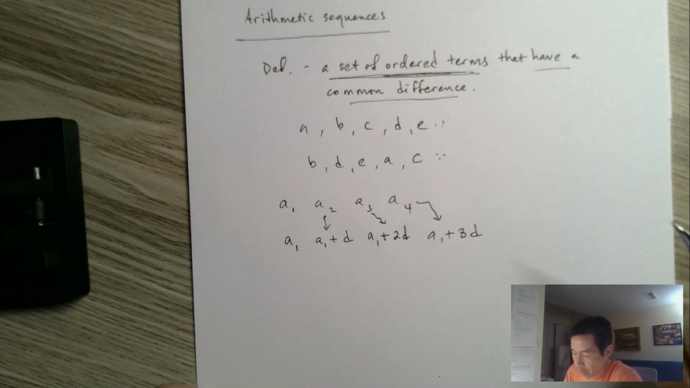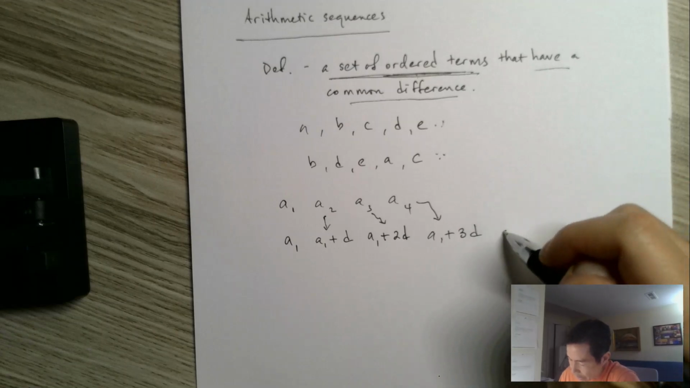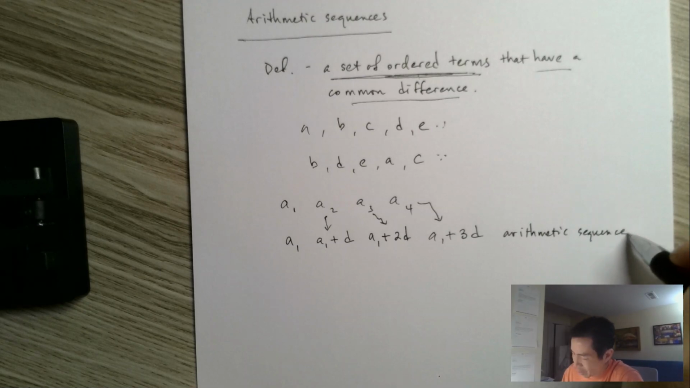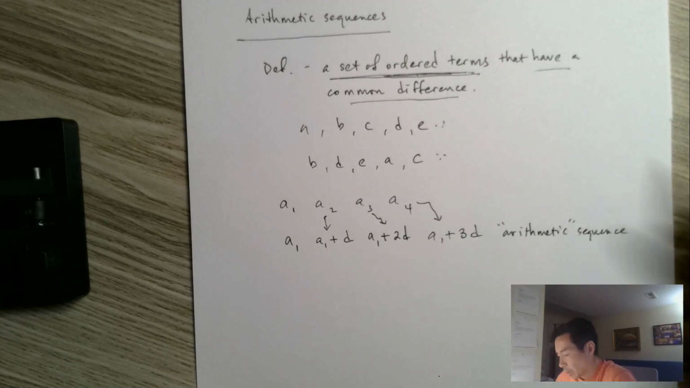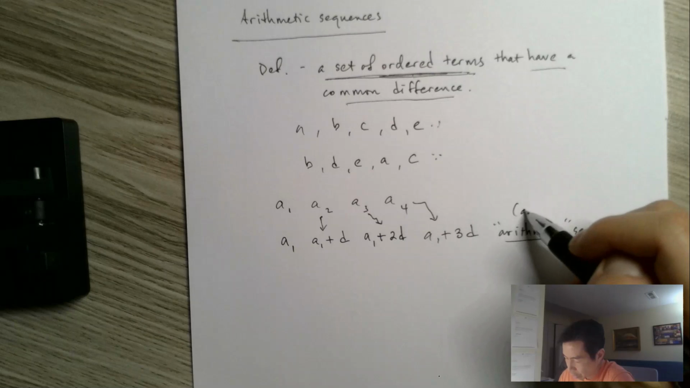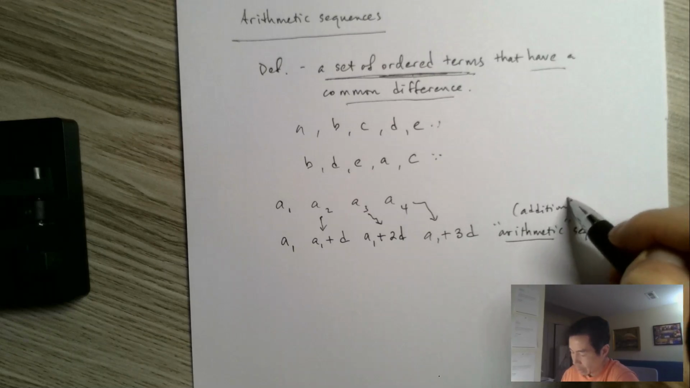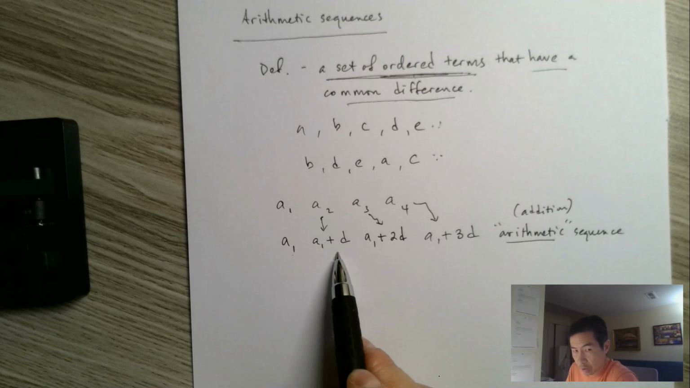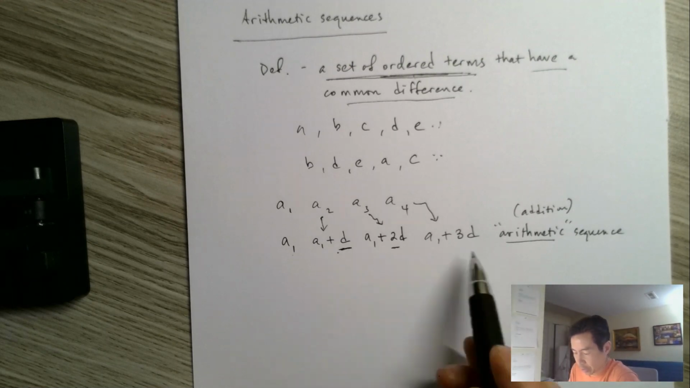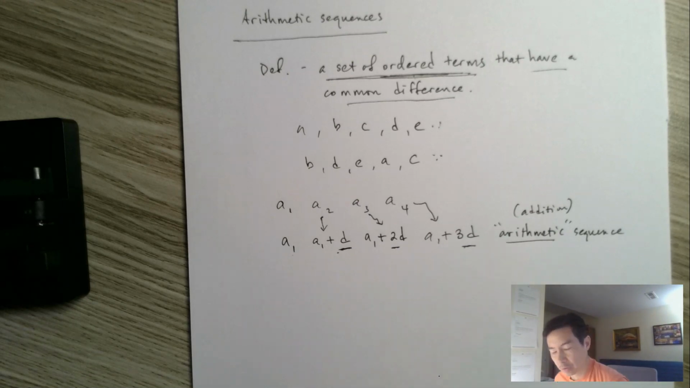So now my sequence is called an arithmetic sequence. The word arithmetic can really refer to anything involving addition, subtraction, multiplication, and division. But in this context, arithmetic means addition. So each term is attained by adding a D, an extra D, an extra D. And that's what constitutes an arithmetic sequence.